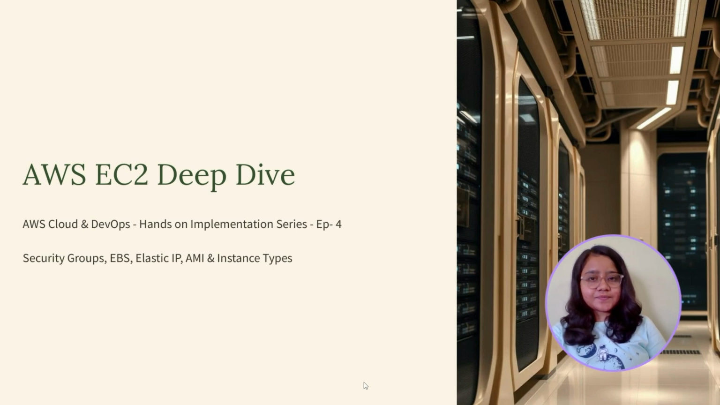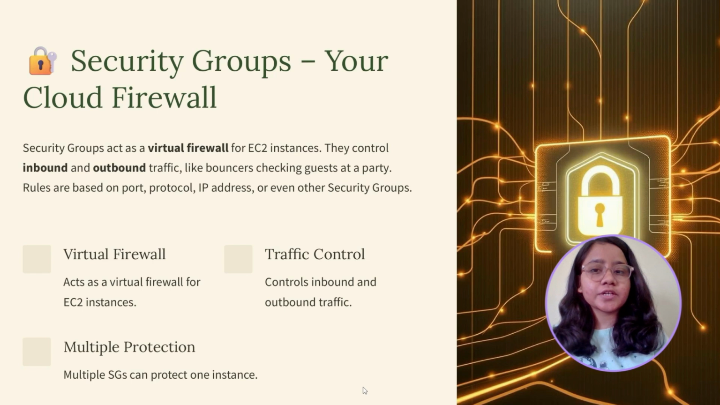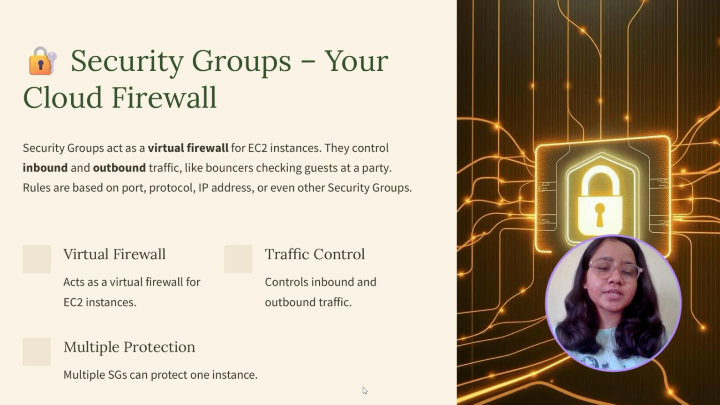Let's get started. In the previous video, I showed you how to create an EC2 instance. Now in this video, we will go through security groups. Think of them as a virtual bodyguard for your EC2 server. Every security group controls both inbound traffic, meaning who can enter, and outbound traffic, meaning where you can go.